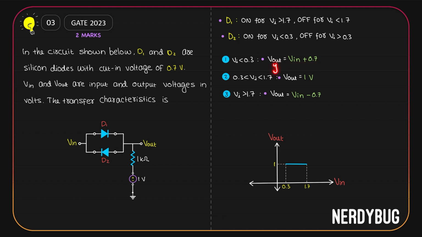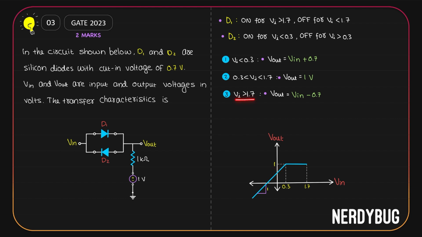This is of the form y is equal to mx plus c. M is the coefficient of V input, it will be the slope. Here it is 1. So we will have a straight line whose slope is 1. Its y-intercept is 0.7. So it will look like this. Slope is 1 and this point would be 0.7.